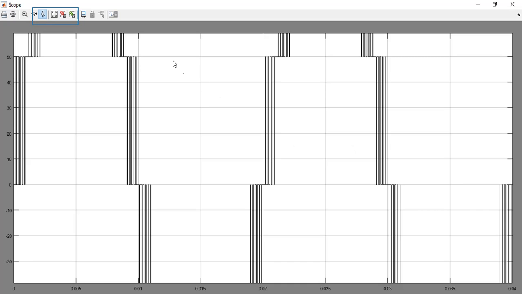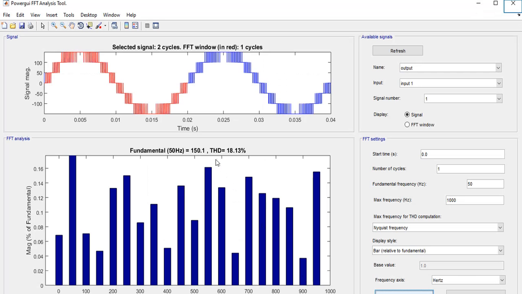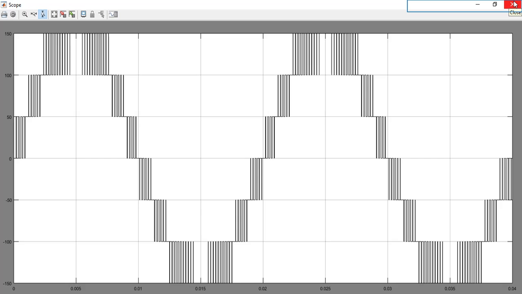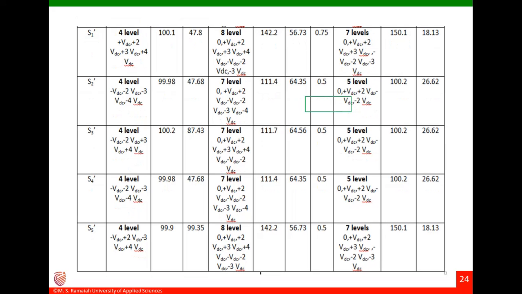This results in a 7-level stepped wave output with a percentage THD of 18.13%. Thus, even with a fault occurring, we get an output with lesser THD. The number of levels obtained, output voltage and percentage THD for all the three stages in a faulty condition is shown in this table.